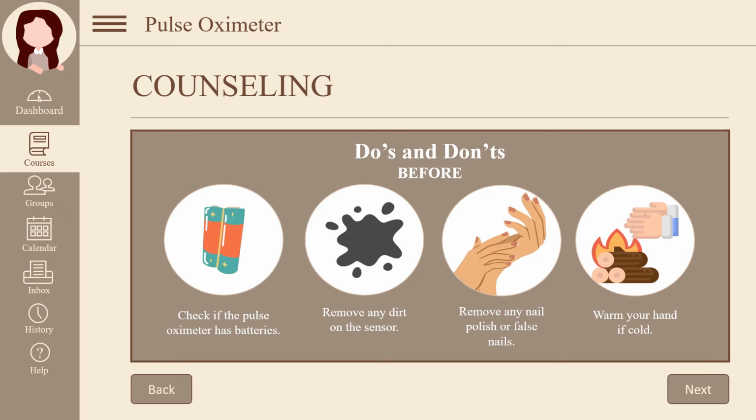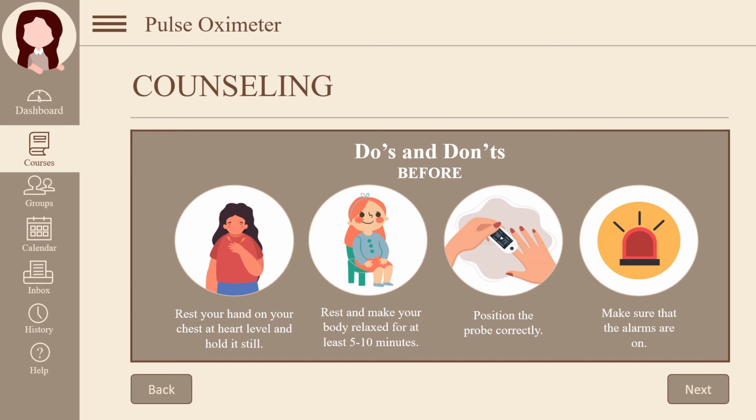Before using the pulse oximeter, the patient must first check if the pulse oximeter has batteries, remove any dirt on the sensor because this can produce an inaccurate reading, remove any nail polish or false nails, or try a different finger, and warm his hand if cold as this may not show any results. Rest his hand on his chest at heart level and hold it still. Rest and make his body relax for at least 5 to 10 minutes before using the pulse oximeter. Position the probe correctly and make sure that the alarms are on.